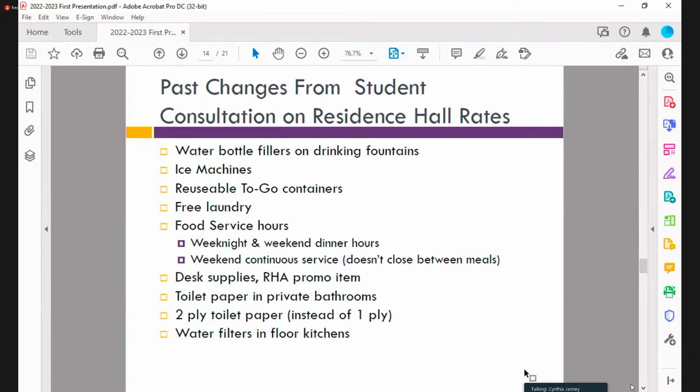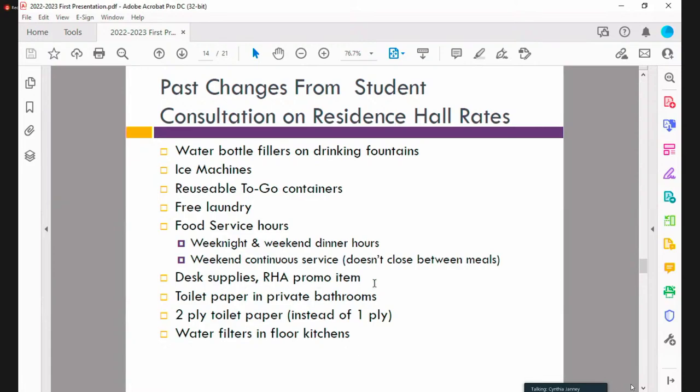And over time, students have said, hey, can we have this be a longer service time? And we've looked at what it would cost to do that, and asked students, do you want that? Do you want this extra hour for this price? And so we've gotten to where we are now.